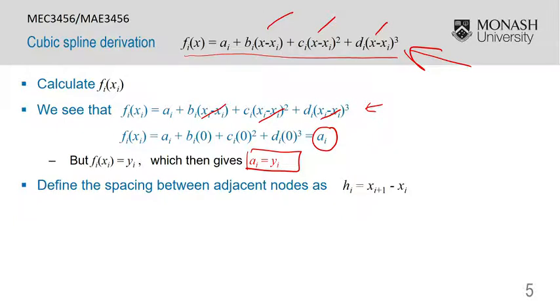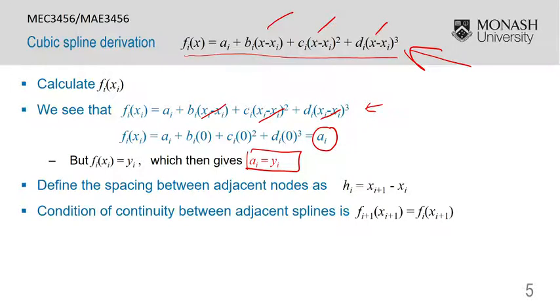Now let's define the spacing between adjacent nodes as hi is equal to xi plus 1 minus xi. So this is just the distance between our nodal points. It's just a shorthand notation that's going to make life a little bit easier for us. So the condition of continuity between adjacent splines we've already seen is fi plus 1 at xi plus 1 has got to be equal to fi of xi plus 1.